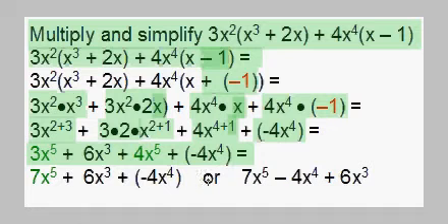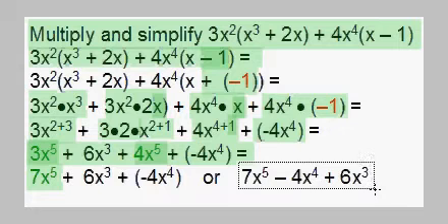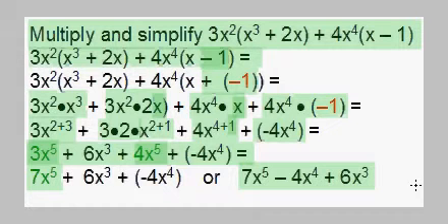Now there are two like terms here, and these are the 3x to the fifth and the 4x to the fifth. These can be combined into 7x to the fifth. The other two terms are not like, so we just write plus 6x cubed plus negative 4x to the fourth, and we can write that as 7x to the fifth minus 4x to the fourth plus 6x cubed.